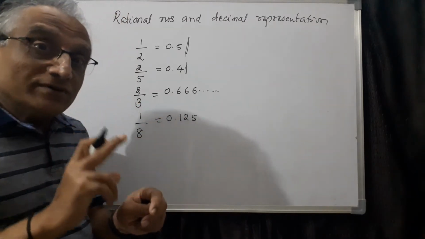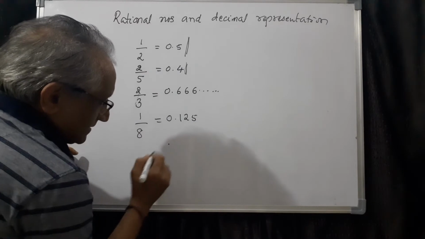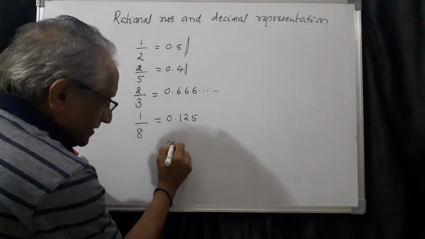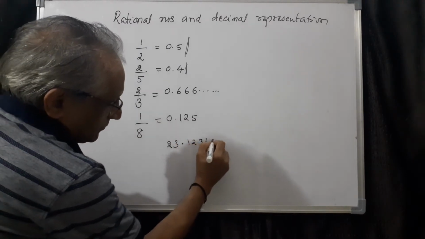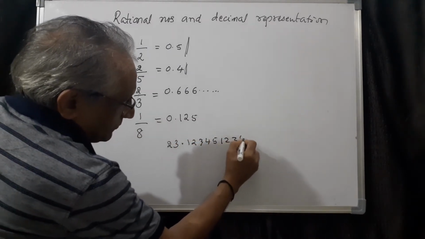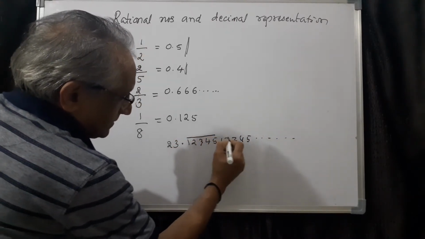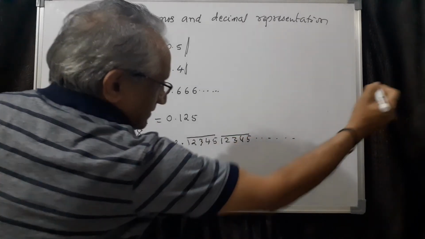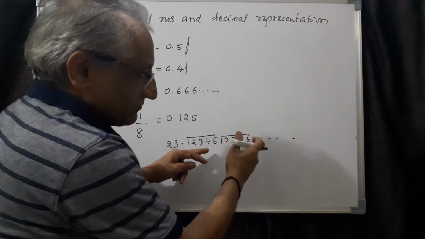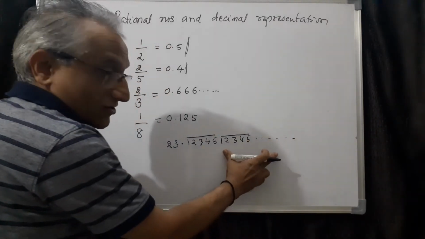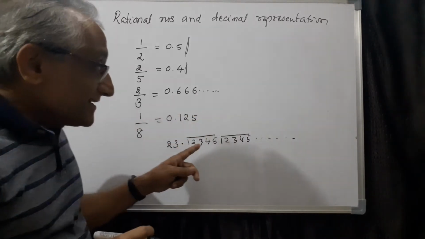But the important thing is, in any such rational expression, after, say, 2.3, say for example 1, 2, 3, 4, 5, then this 1, 2, 3, 4, 5 may repeat like this. It continues with the same pattern, cyclic: 1, 2, 3, 4, 5, 1, 2, 3, 4, 5. It is also non-terminating, but it is recurring.